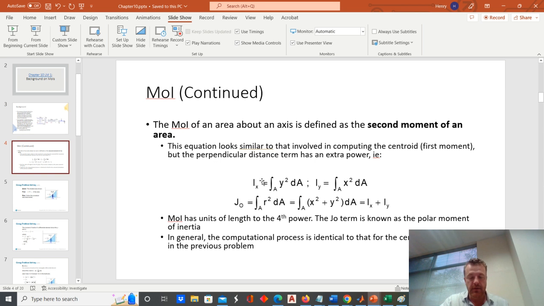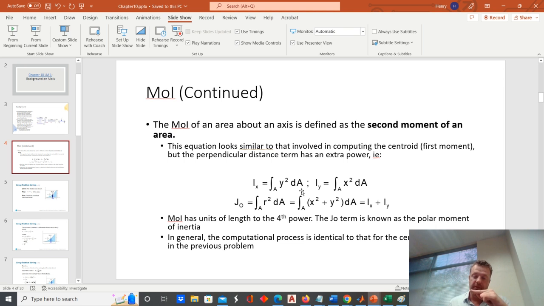The moment of inertia is computed using what's known as the second moment of an area. If you look at these two equations here, moment of inertia about the x-axis is Ix, moment of inertia about the y-axis is Iy. Notice that we're integrating a product of area times a distance squared. In the case of the moment of inertia about the x-axis, which would be horizontal, that distance is measured in the vertical direction, so it's perpendicular from the actual axis.